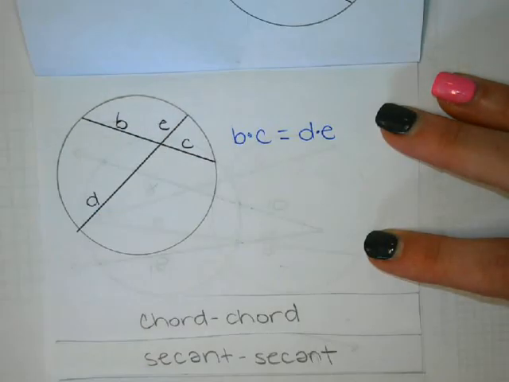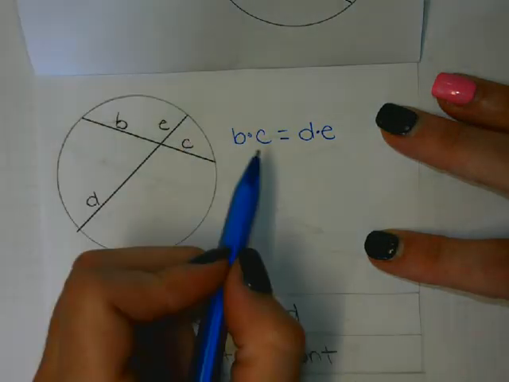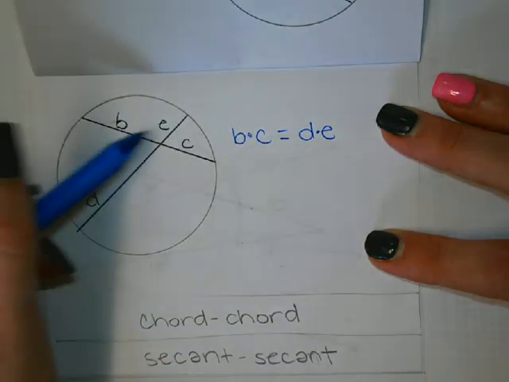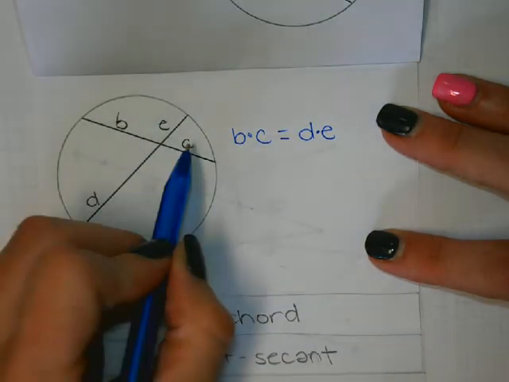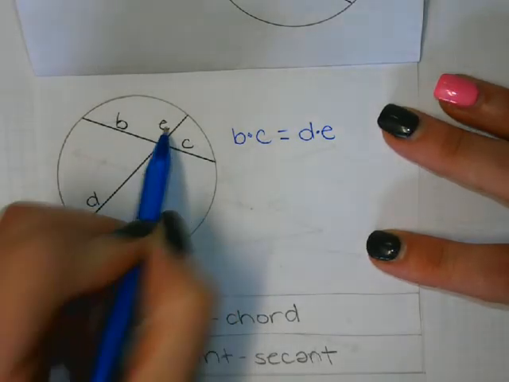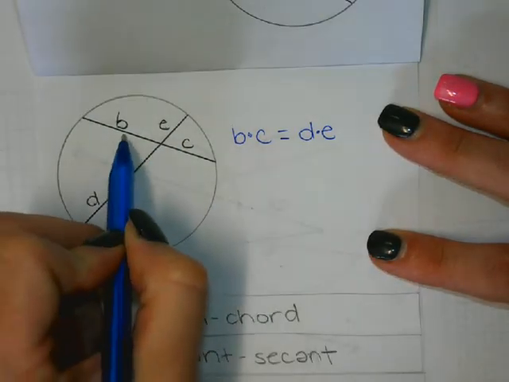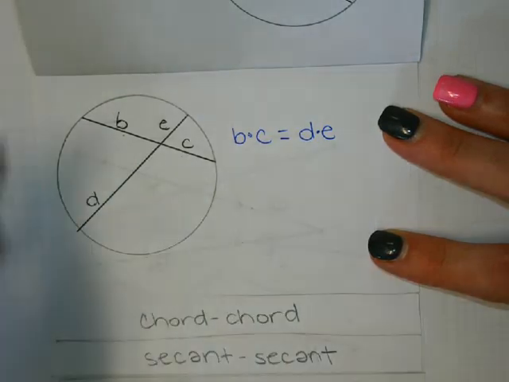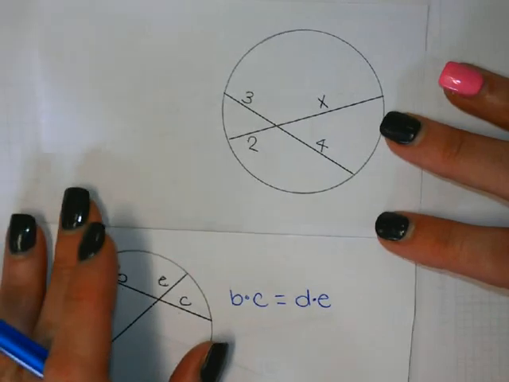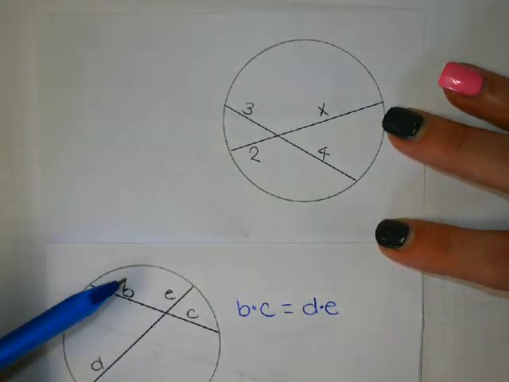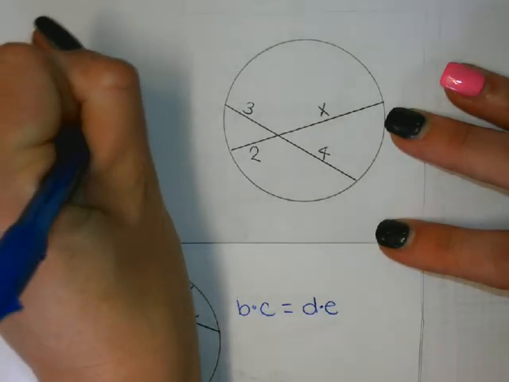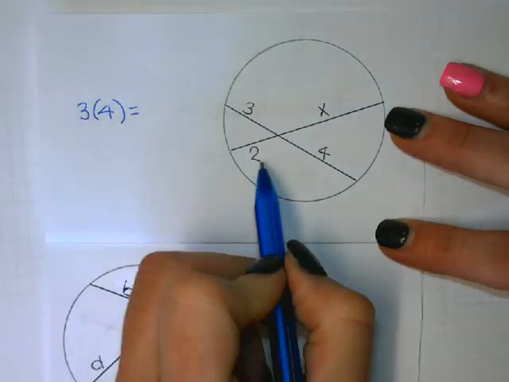All right, make sure you're not adding them. Those added up aren't going to be the same, but when I multiply. So B times C and D times E. So piece times piece is equal to a piece of the chord times a piece of the chord. All right, so let's see if we can solve one. I'm just going to move up here to the top of my flap. And here I have them. So piece 3 times 4 is going to be equal to 2 times x.